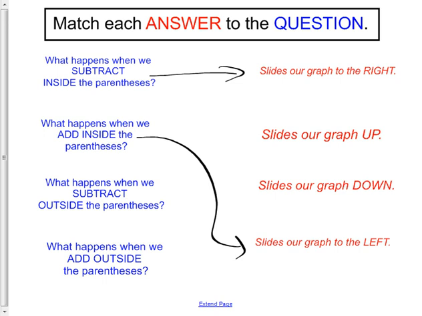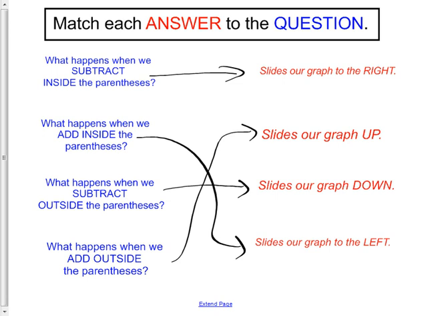What happens when we subtract outside? Anything on the outside is up-down stuff. Subtracting, when it comes to up-down, means down. And the last one is what happens when we add outside, and it goes up. So that's what yours should have looked like. Any questions about that?